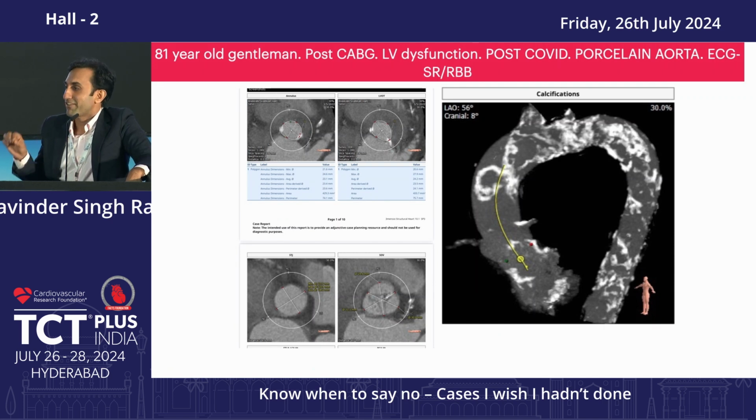I wish I had not done that TAVR case. I wish I would have sent that patient for surgery, because Sentinel would also not have prevented the posterior circulation stroke, and this patient took longer to recover than the patient would have taken to recover from a surgery.